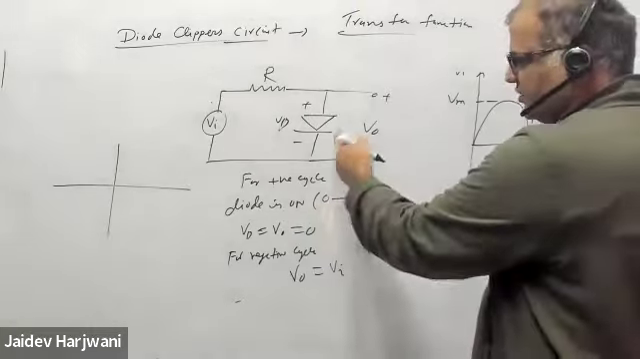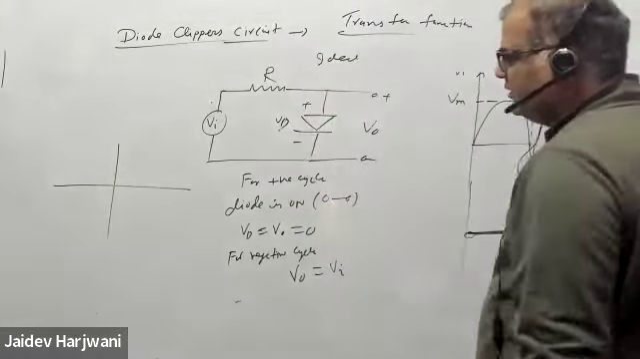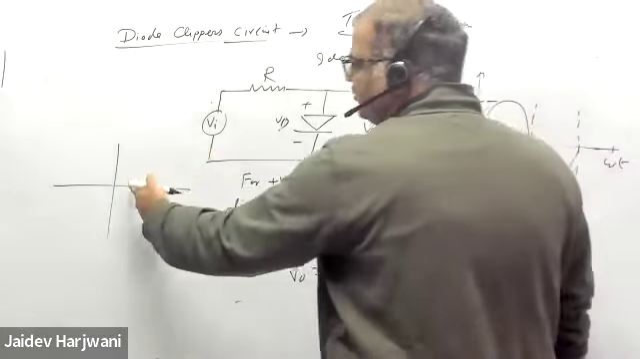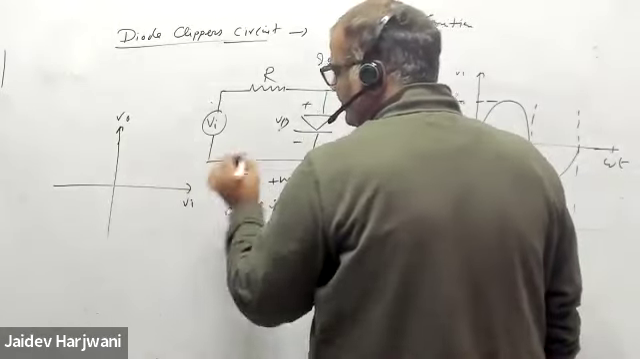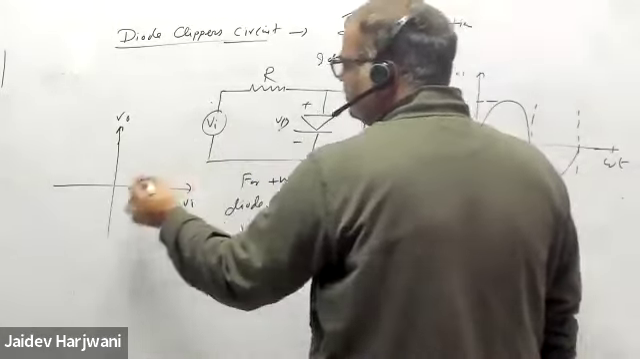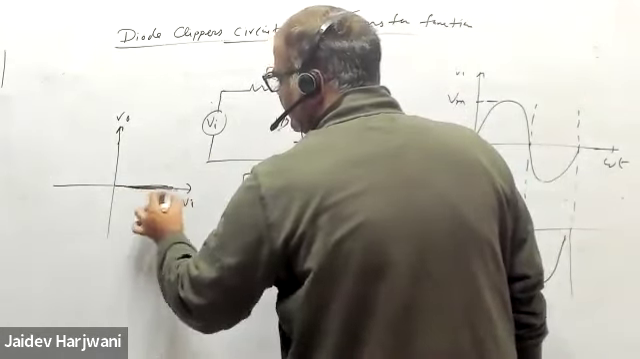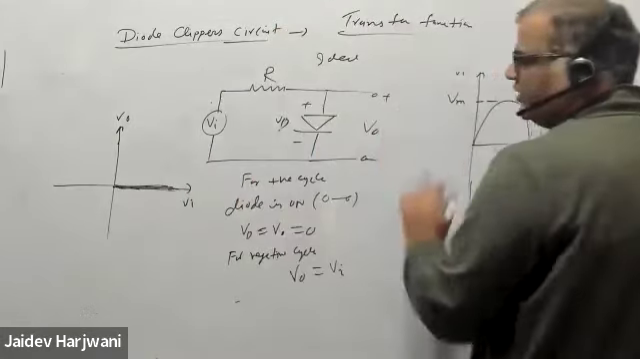If this is an ideal diode, this diode is ideal. So now what will happen? If I put any value, this is my V output and this is my V input. For any positive value, I won't get any current in this circuit. My circuit will give you 0 voltage.